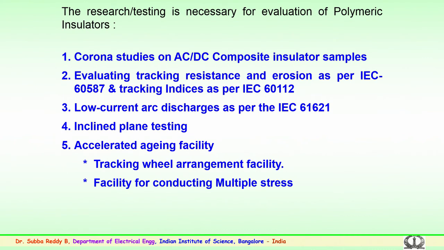The droplets of contamination are continuously made to pass on the sample, and the voltage is applied between two electrodes. During the flow of contamination, the sample degrades itself and there could be erosion. So, this helps to see the performance of the polymer sample in the field.